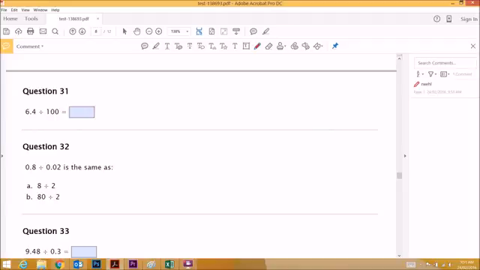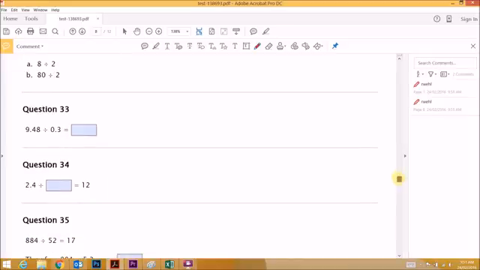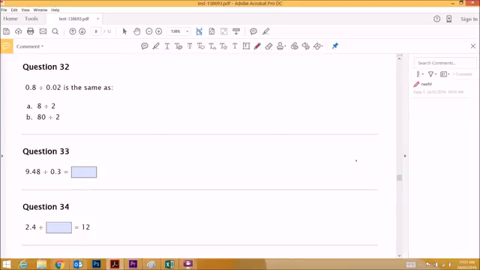6.4 divided by 100. So when we divide by powers of 10, we can just count the zeros. In this case we have 2 and we make our number smaller. So that means that we move our decimal place to the left. Once, twice, put in our 0. That's where our decimal point lives now. So 0.064.